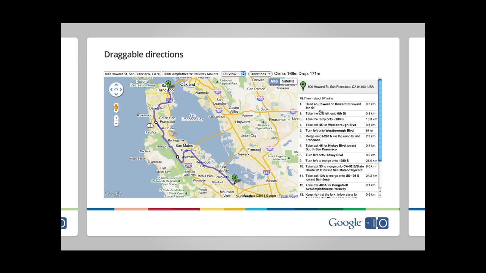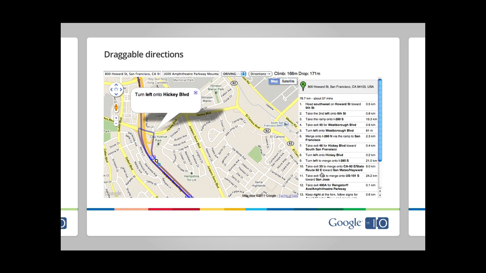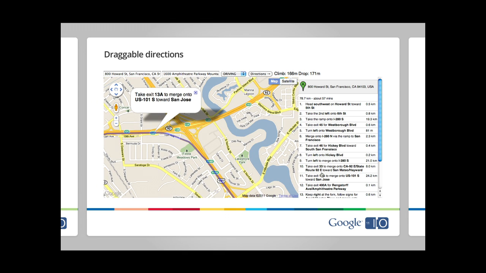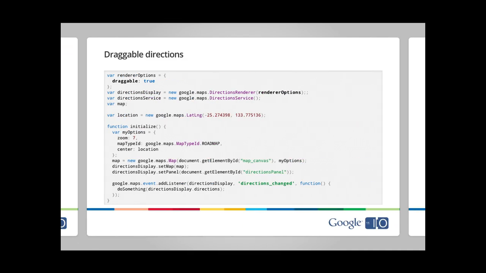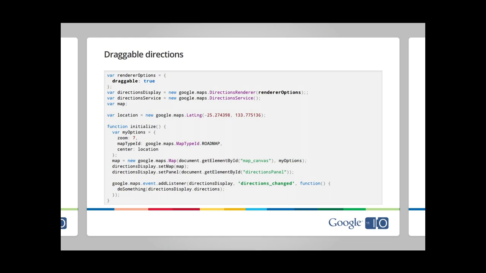Another feature that you may not know about is these text directions actually link up directly to the map. So as I click, a user can see that individual turn. Draggable directions, again, very easy to add to a map. This example shows you how to add directions to a map. The things I want to highlight are the top, these renderer options, and I'm setting draggable to true. And I'm passing this into a DirectionsRenderer. DirectionsRenderer is the object that manages rendering the directions both in textual format and on top of the map.